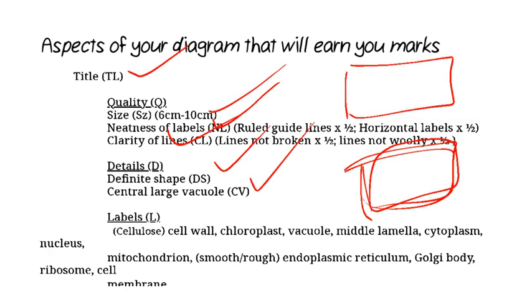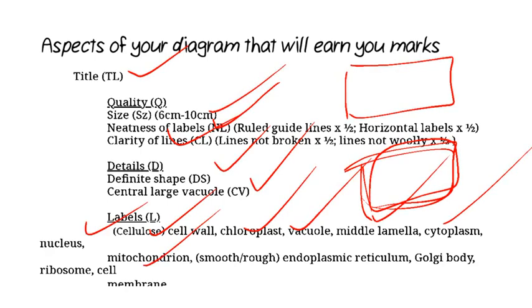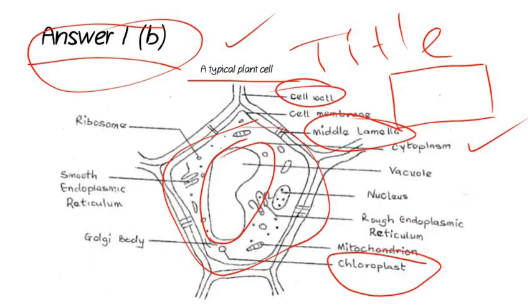There are specific things that you have to label on a plant cell, like the cellulose cell wall, the chloroplast, the vacuole, the middle lamella, cytoplasm, the nucleus, mitochondria, smooth and rough endoplasmic reticulum, Golgi body, ribosome, and cell membrane. These are things that are expected to be in your diagram. At any point in time, you can pause this video and practice how to draw a typical plant cell.